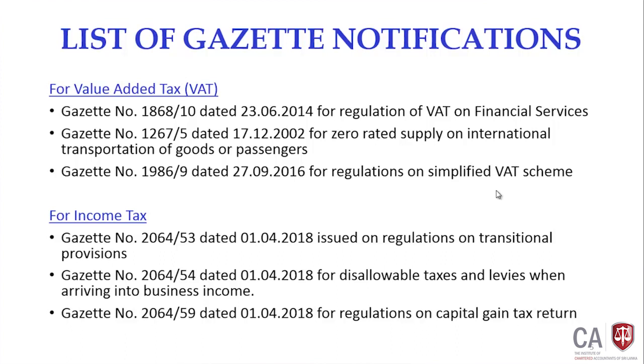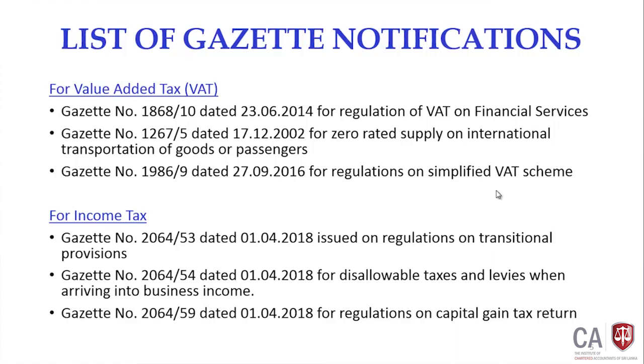For income tax there are many gazette notifications, but here I have highlighted the main ones. The first specifies the regulations for transitional provisions. It is very, very important. It has been tested in the previous three exams, in one exam it was tested, therefore you should have solid knowledge of this transitional provision gazette notification, key to your study. And then disallowable expenses and levies, linked to section 10 of the Inland Revenue Act as the general deduction. When doing a summary of that, I will touch on this again.